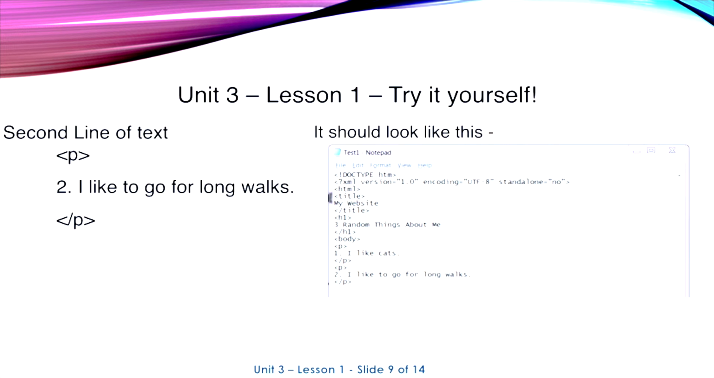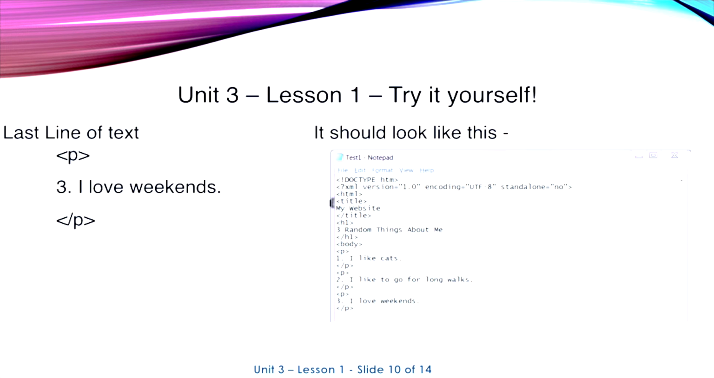The next line is done the very same way as the first. Opening paragraph tag, angle bracket P angle bracket. Write our line of information: 2, I like to go on long walks. Closing tag, angle bracket backslash P. Your document should look like this.